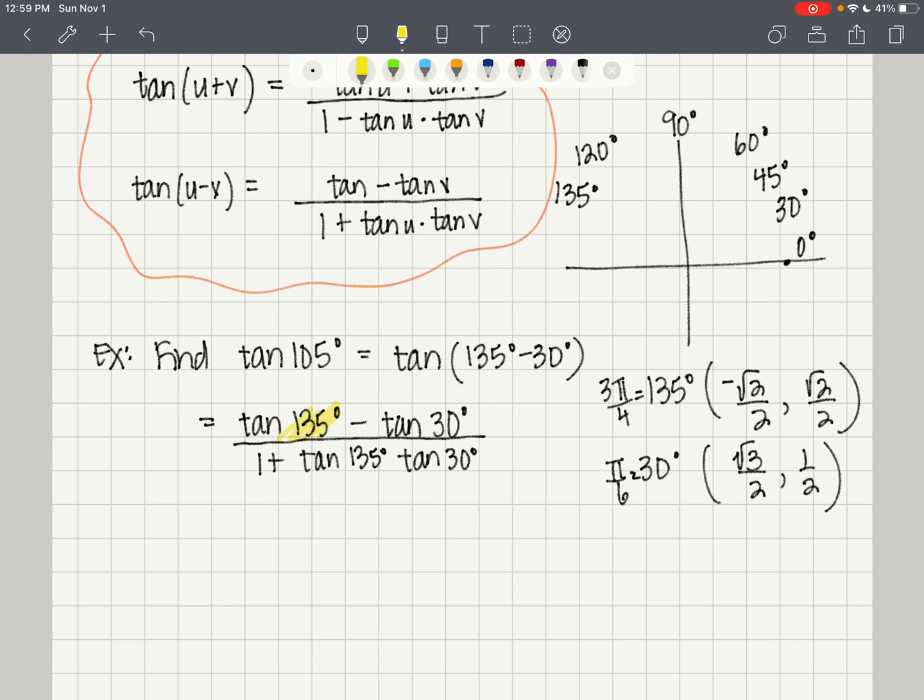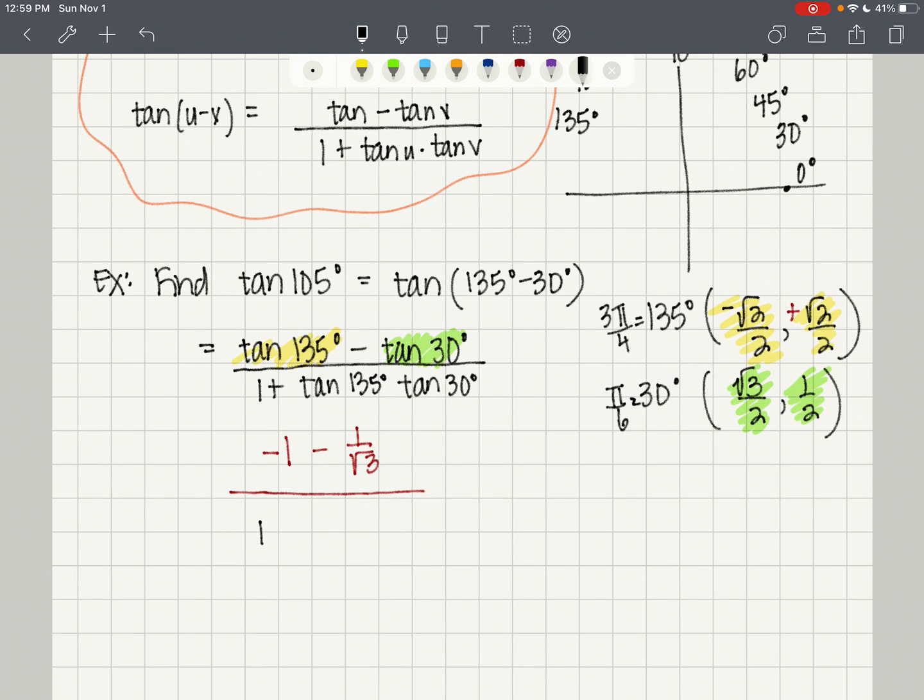The tangent of 135 degrees is going to be y over x. Anything over itself is 1. A positive over a negative is a negative 1. Then we're going to have the tangent of 30 degrees. The tangent of 30 degrees is y over x. So I'm going to have 1 over the square root of 3. So minus 1 over the square root of 3.